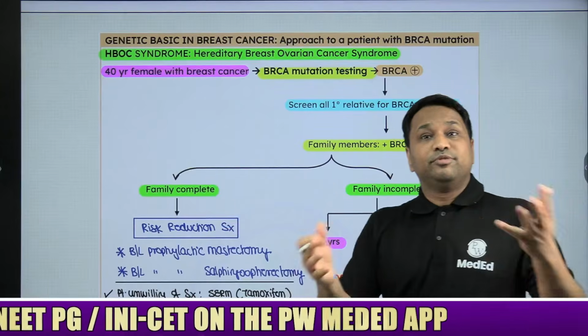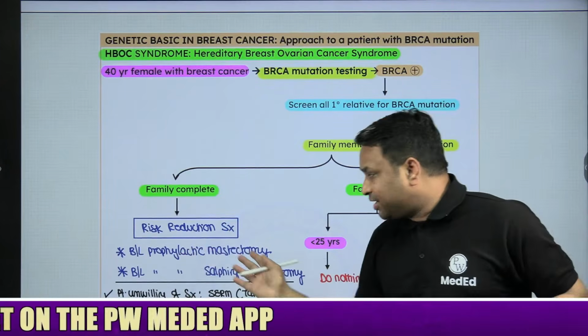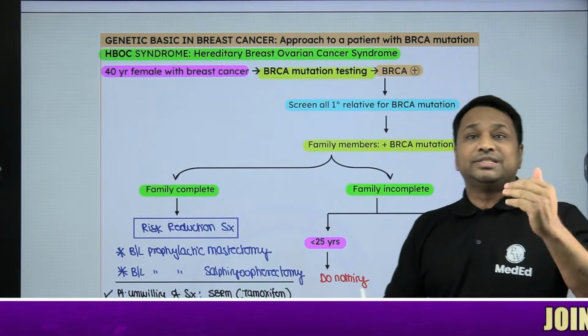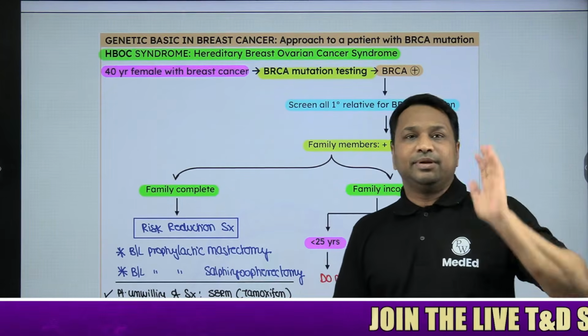What is the risk reduction? Remove both the breasts, both the ovaries, that is bilateral salpingo-oophorectomy and bilateral prophylactic mastectomy. If the patient is unwilling for surgery, I will go with selective estrogen receptor modulators, for example tamoxifen.